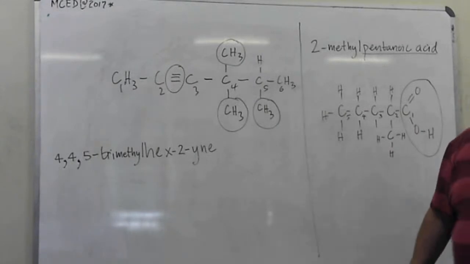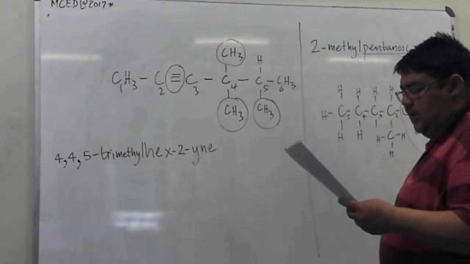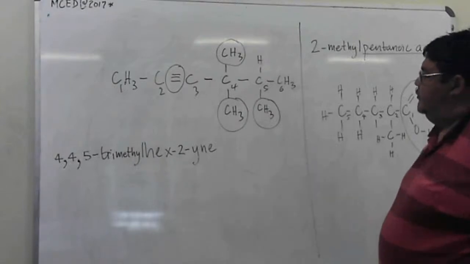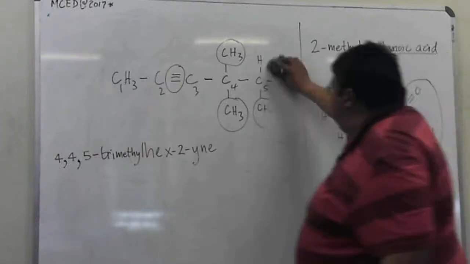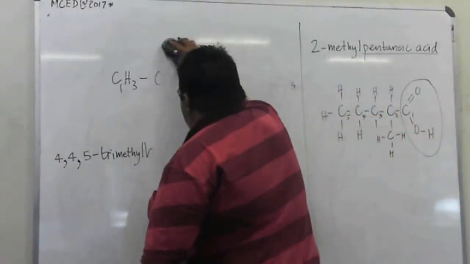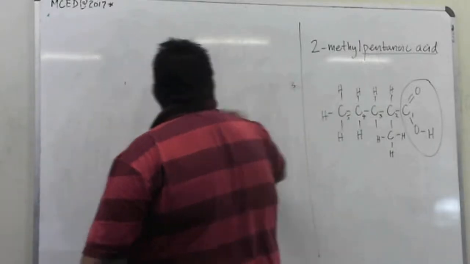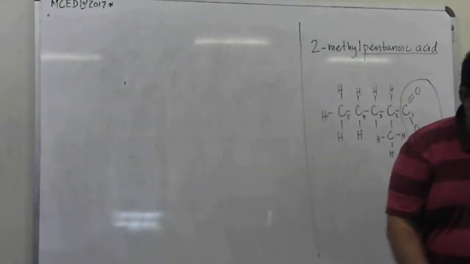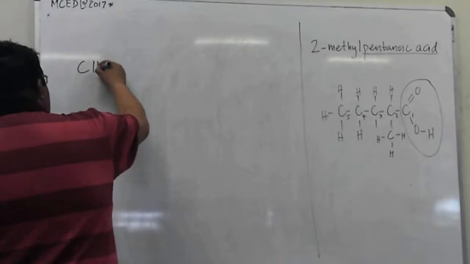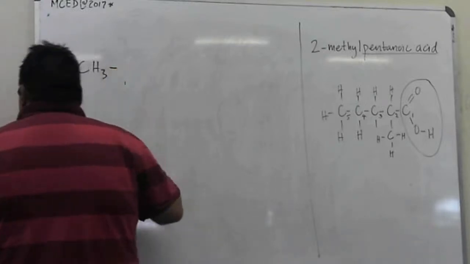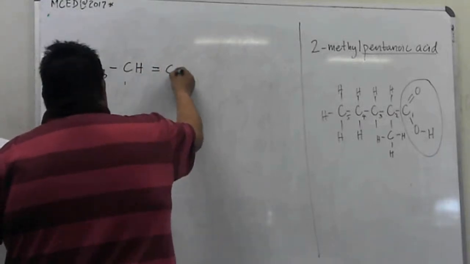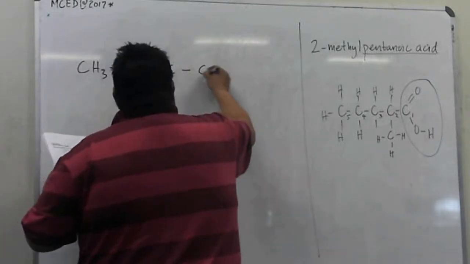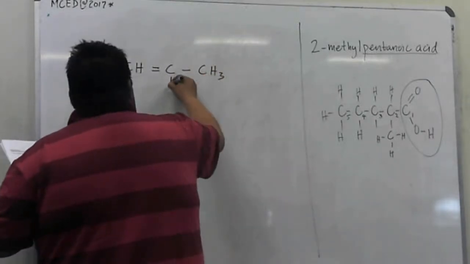Right, so our next question is, write down a structural isomer of B. Okay, a structural isomer of B. So let me draw B first, and then we can look at structural isomers. Right. So B, CH3, CH, double bond carbon, CH3, CH3.